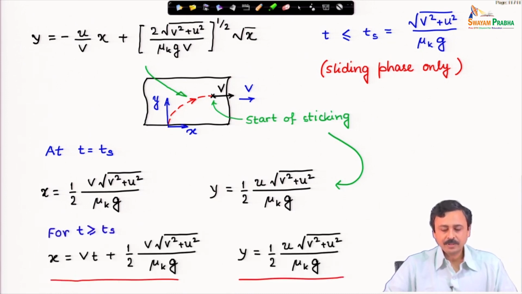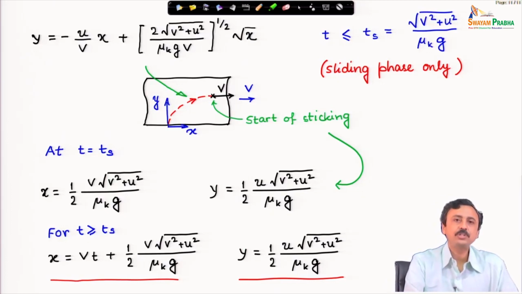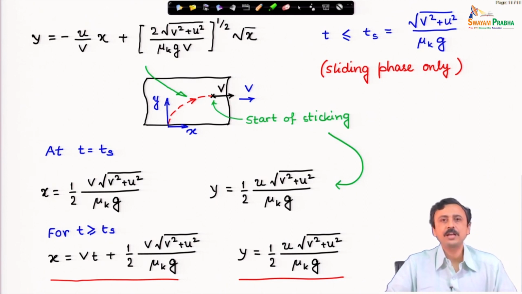Now, once I have them, I can find out the subsequent position of the particle starting from here. It is sticking to the belt, therefore, its x coordinate must now change as Vt, because its velocity henceforth is only V, and it starts with the initial condition x equal to whatever it reaches at Ts, and similarly for y. Now, you will notice that x is a function of t because the particle is moving with the belt at a constant speed capital V, but y is frozen, y does not change with time.